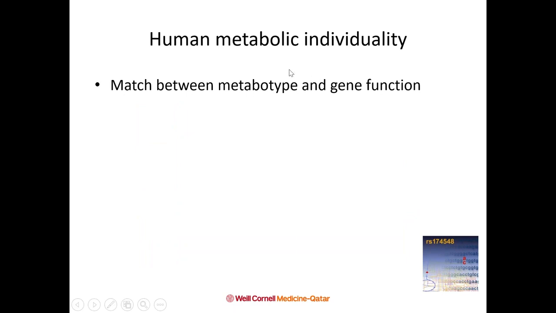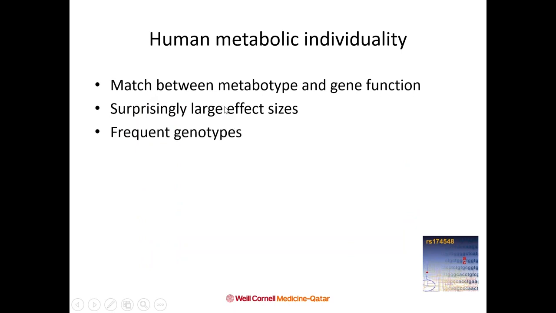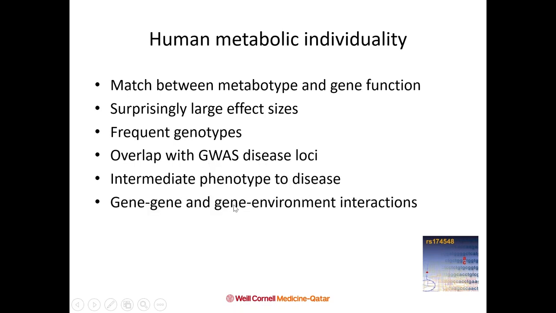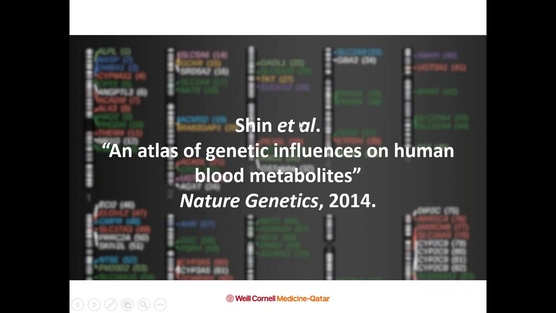All right, so to sum human metabolic individuality up: we find a match between metabolite and gene function, surprisingly large effect sizes, frequent genotypes, that's important, overlap with GWAS loci, intermediate phenotype to disease, gene-gene and gene-environment interaction, I've shown you the examples, pharmacogenomics and functional genomics. And with this, of course, I think you see the motivation to push things further. So we were lucky to get funding and support from Pfizer.